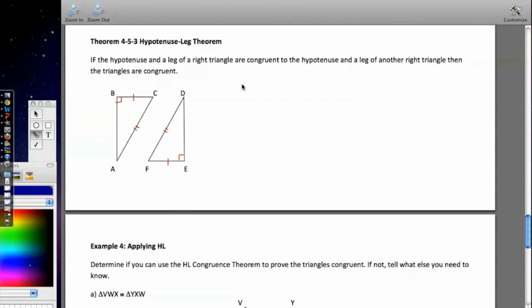If the hypotenuse and a leg of a right triangle are congruent to the hypotenuse and a leg of another triangle, then the triangles are congruent. So you'll see, I have the hypotenuse. Recall, the hypotenuse is the side opposite the 90-degree angle. Okay? So I need a leg and I need the hypotenuse.